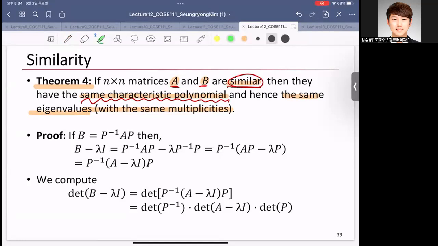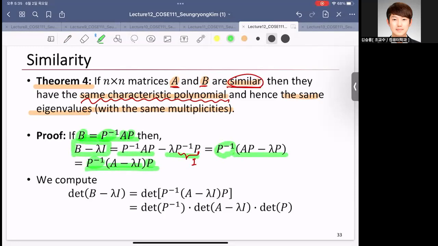Let's just prove it. If A and B are similar, B is going to be P inverse times A times P. 그렇죠? Then we can compute B minus lambda I. We can easily compute P inverse A P minus lambda P inverse P, which is going to be P inverse times A P minus lambda P, because this is just the identity. 그렇죠? Then P inverse times A minus lambda I times P.